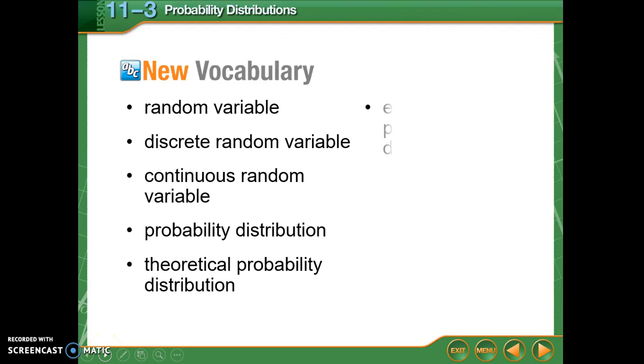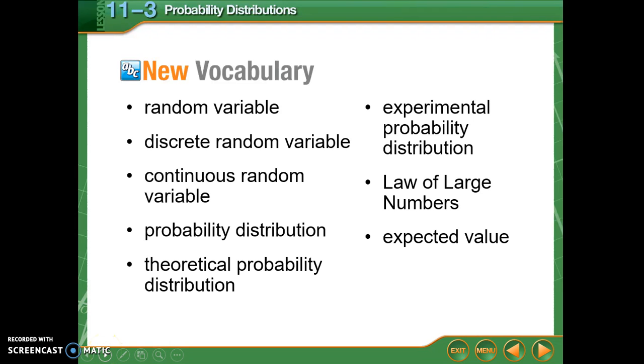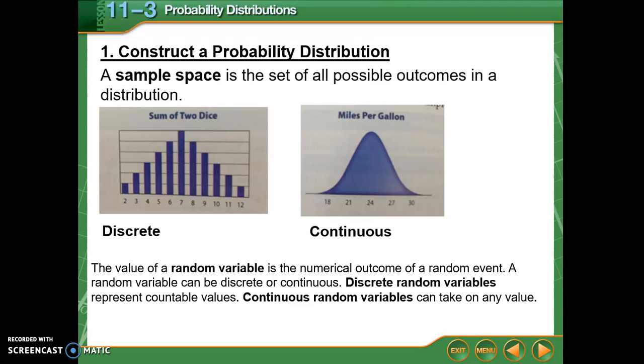So the vocabulary that you need to be on the lookout for are these different phrases and words. Make sure at the end of the video that you can explain what all of those are. So we're going to start with constructing a probability distribution. Remember from past classes that a sample space is the set of all possible outcomes in a distribution.